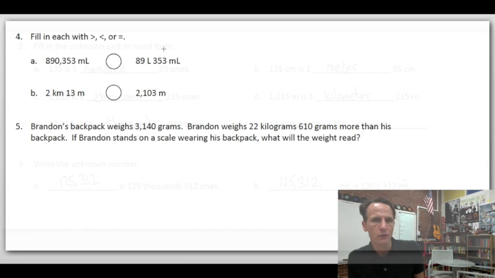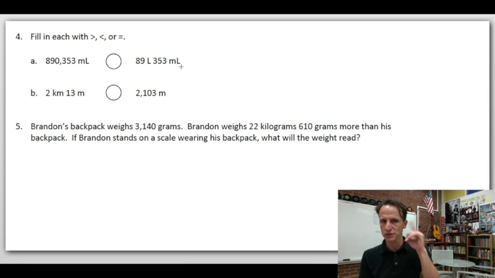On to number 4. All right, and in number 4, we're going to use that conversion knowledge, the relationship of the metric system to place value, to do some simple comparisons here. So starting off, we're to fill in each with greater than, less than, or equal to. First number we're given, we're comparing 890,353 milliliters, comparing that with 89 liters, 353 milliliters. And you notice a similarity between the numbers here, so you might be tending to think, first rough guess, maybe these are equal. I'm looking at the same digits here. So let's take a closer look though.